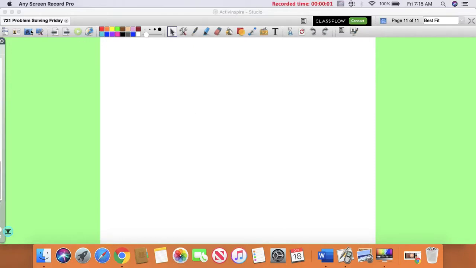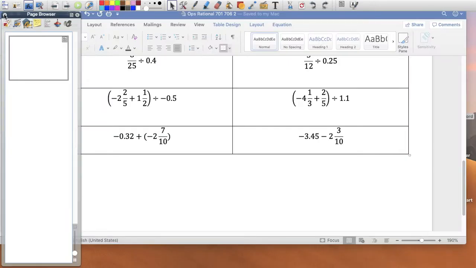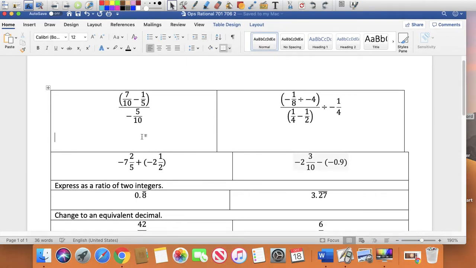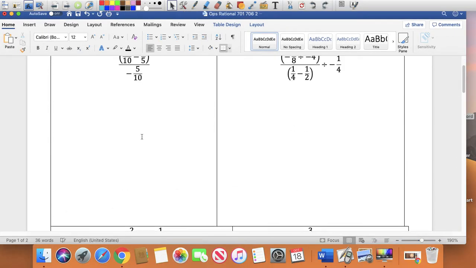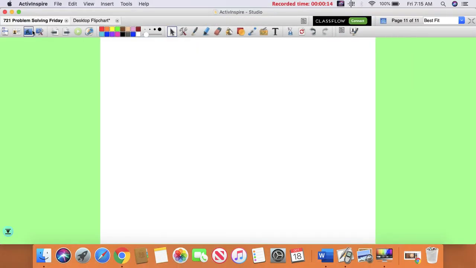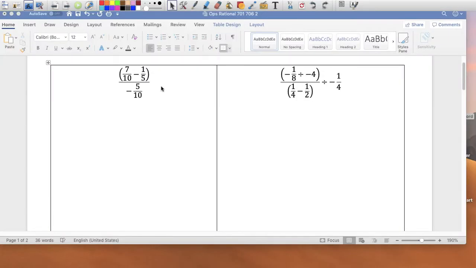Ok, so vamos a intentar hacerlo. Los problemas, el número uno. A ver, está grabando primero. Okay. So, primero tenemos que restar aquí, ¿no?